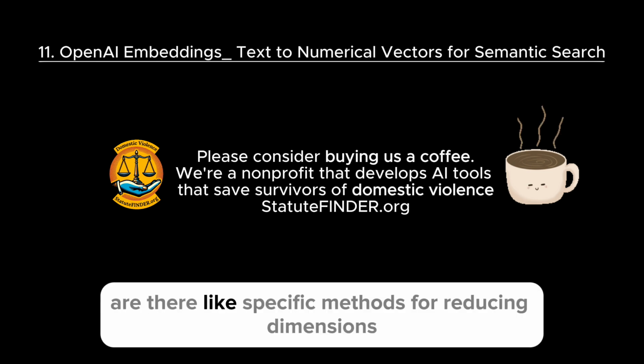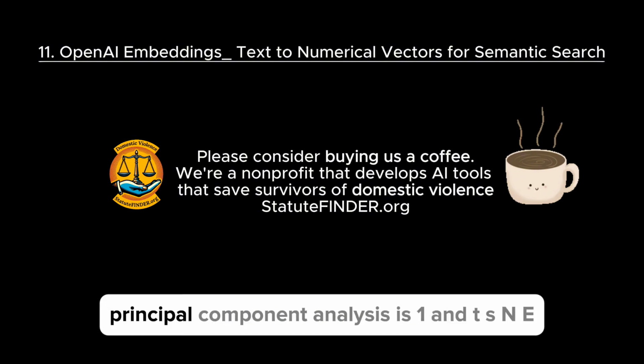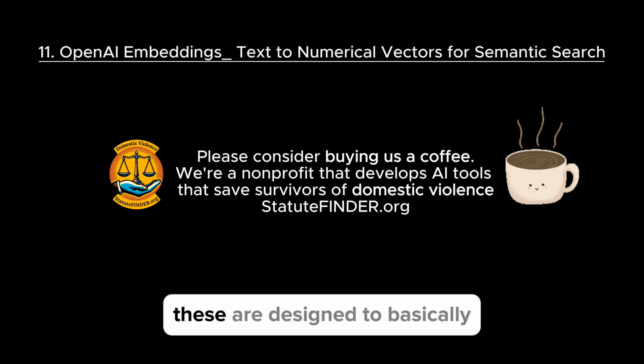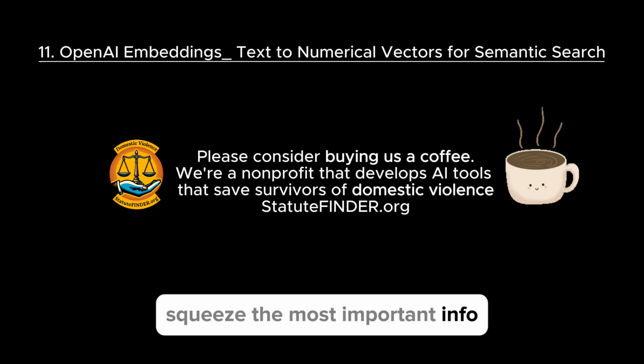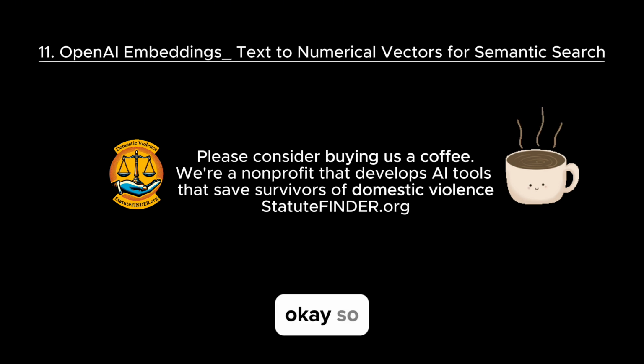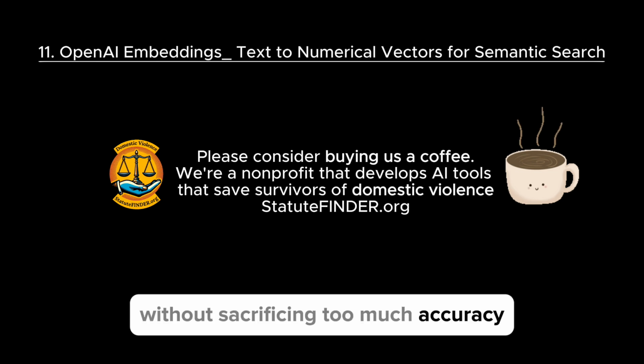Are there specific methods for reducing dimensions? Oh yeah, tons of techniques, each with its own quirks. PCA, Principal Component Analysis, is one, and t-SNE, which stands for t-Distributed Stochastic Neighbor Embedding. These are designed to basically squeeze the most important info out of those high-dimensional vectors while minimizing what's lost. Okay, so dimension reduction is all about efficiency without sacrificing too much accuracy.